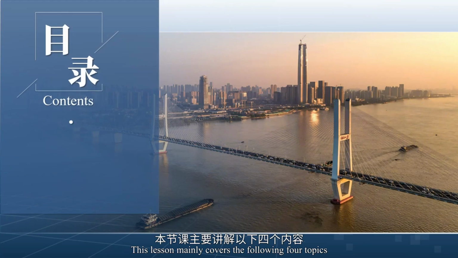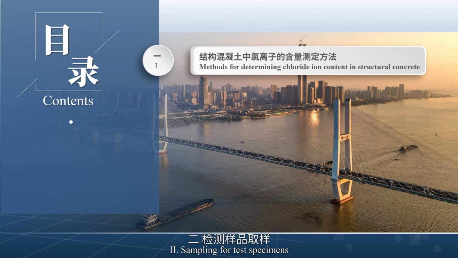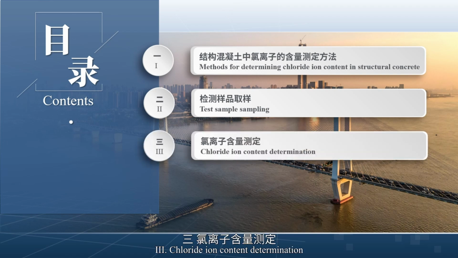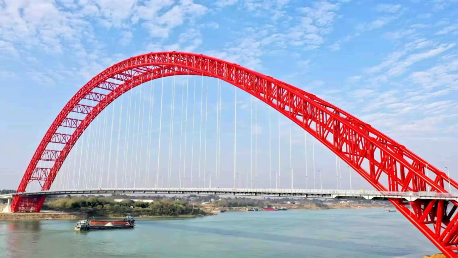This lesson mainly covers the following 4 topics. First, method for determining chloride ion content in structural concrete. 2. Sampling for test specimens. 3. Chloride ion content determination. 4. Evaluation criteria for chloride ion content.